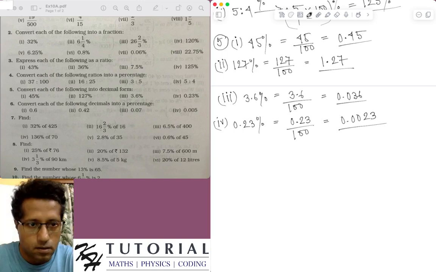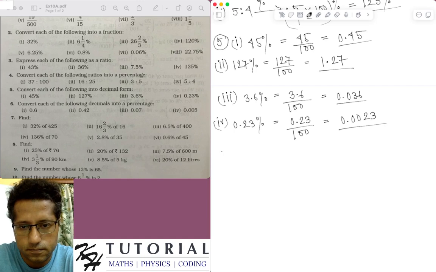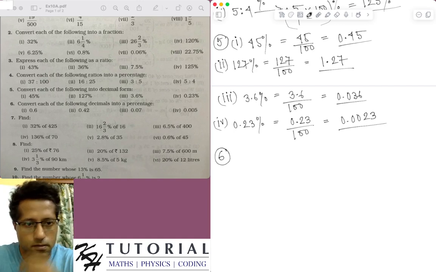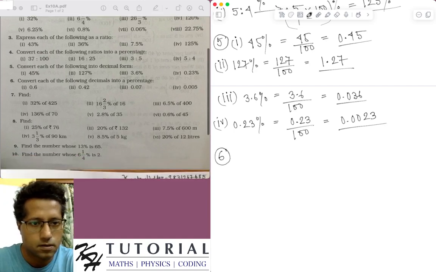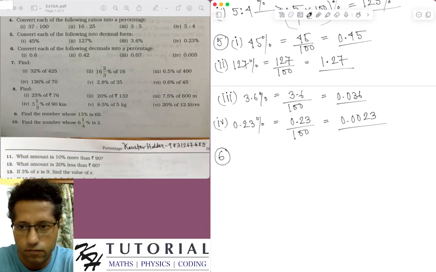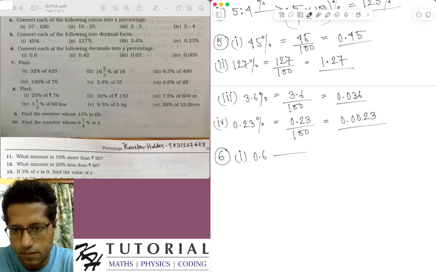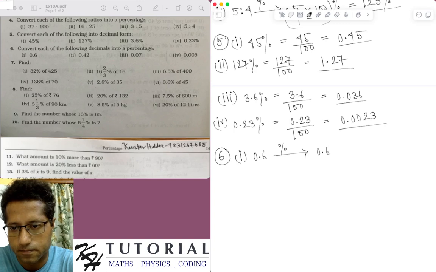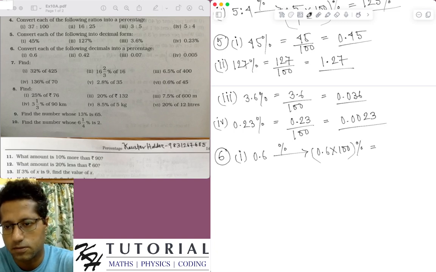Okay, let's do question number 6. Question number 6 says convert each of the following decimals into a percentage. So now from decimals to percentage. How do we convert a decimal number to percentage? We just multiply the decimal number with 100. Now 0.6 into 100 is 60. So this is 60 percentage.